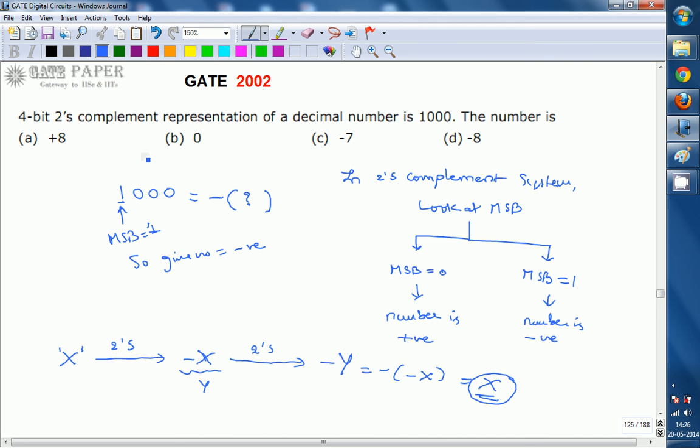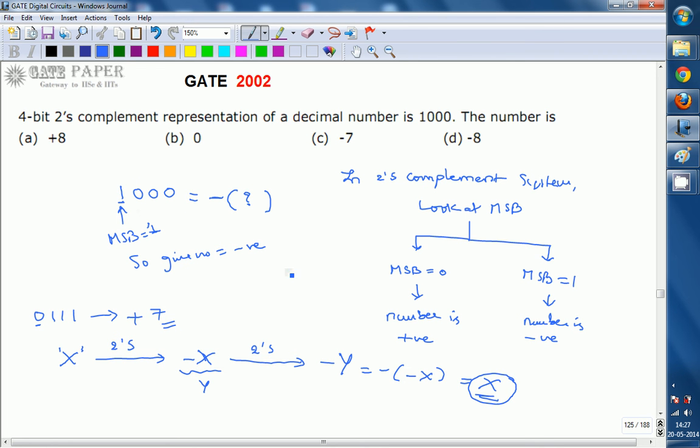So simply by looking at the MSB of the number, you can say whether it is a positive or negative number. If it is positive, you can directly see the magnitude from the number itself. Like 0 1 1 1 in 2's complement: the MSB is 0, so it is positive, and the magnitude is 7 itself. But in case of negative representation, if you want to know the magnitude, you must take the 2's complement of the given number.